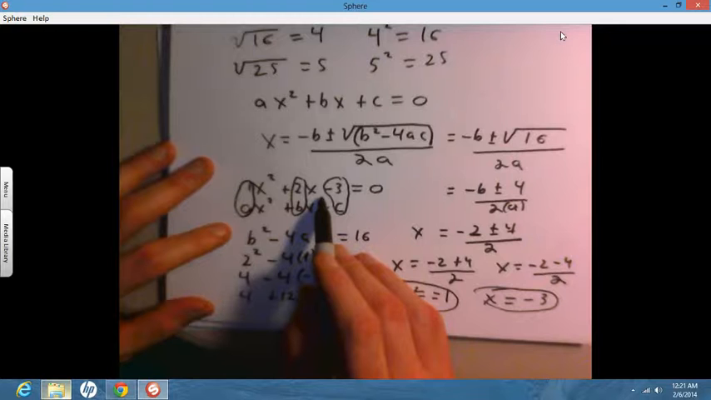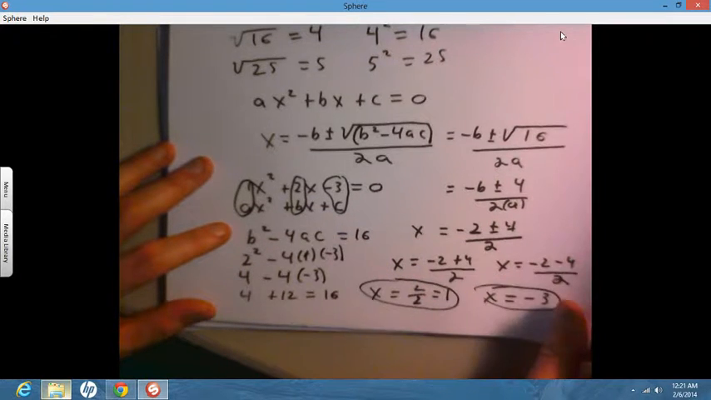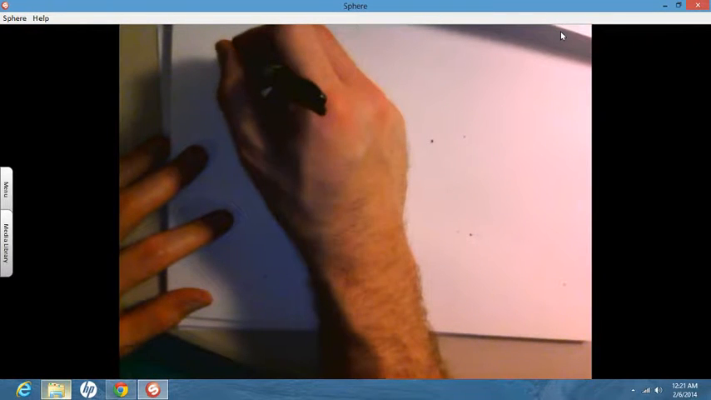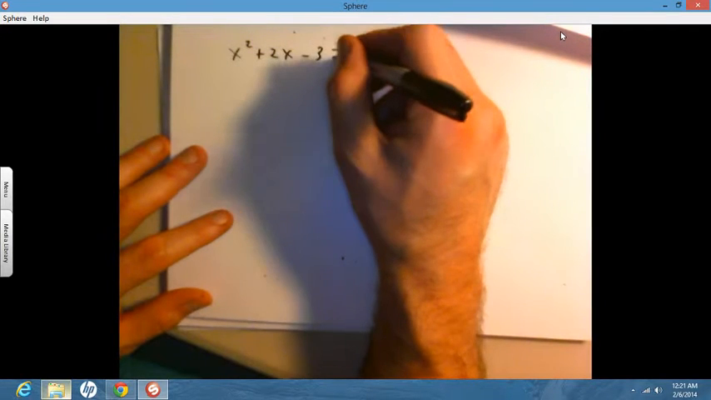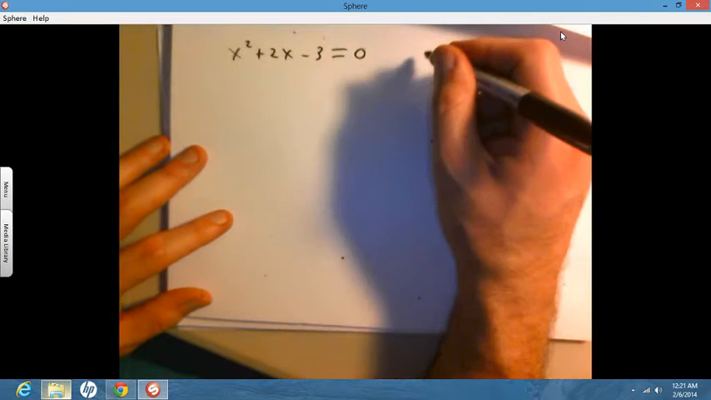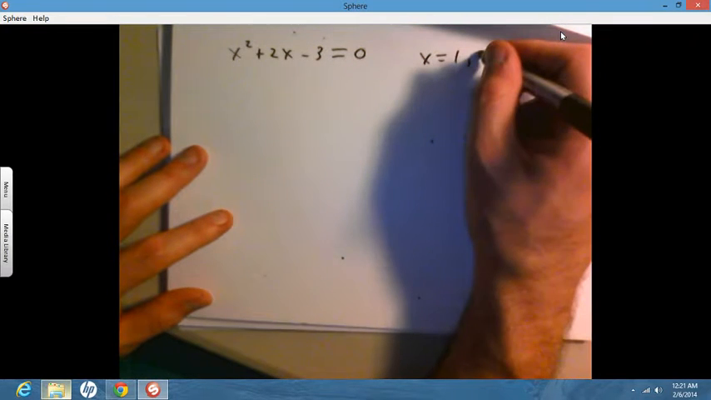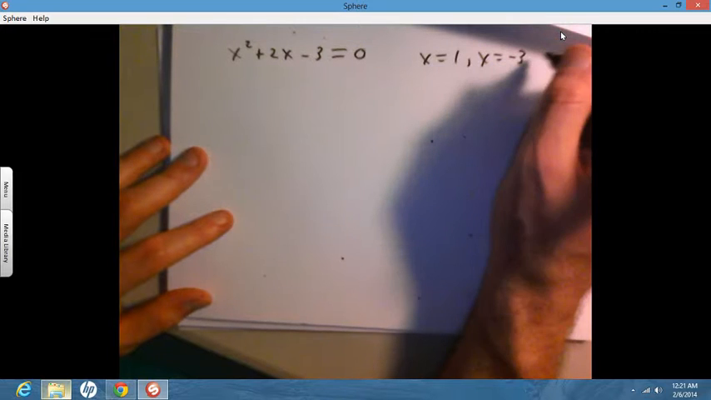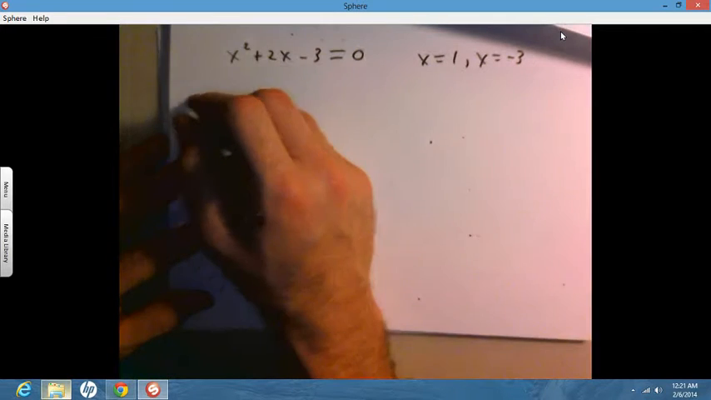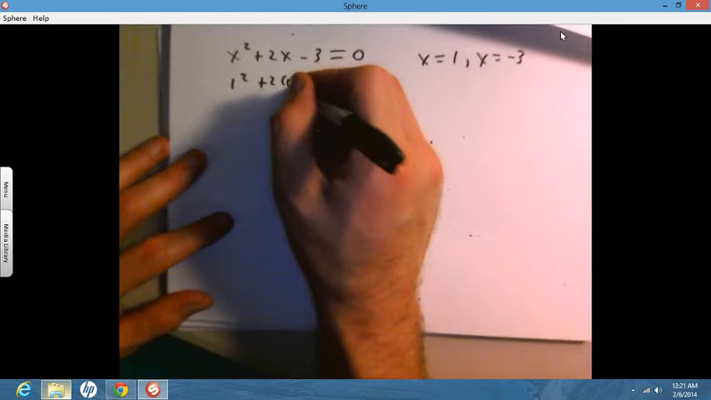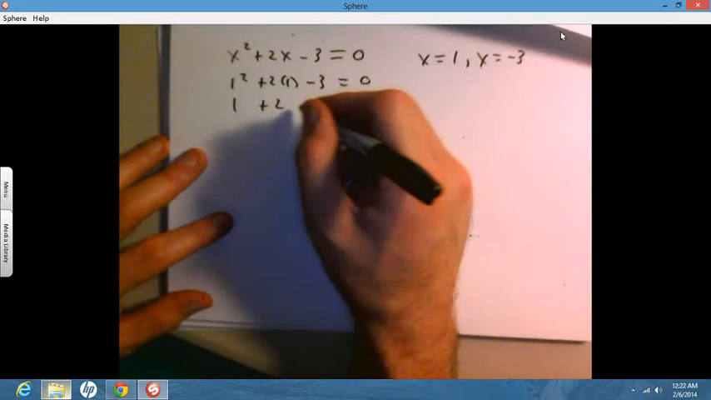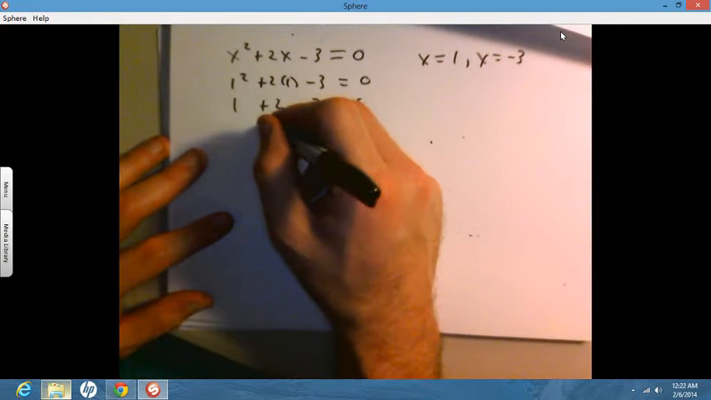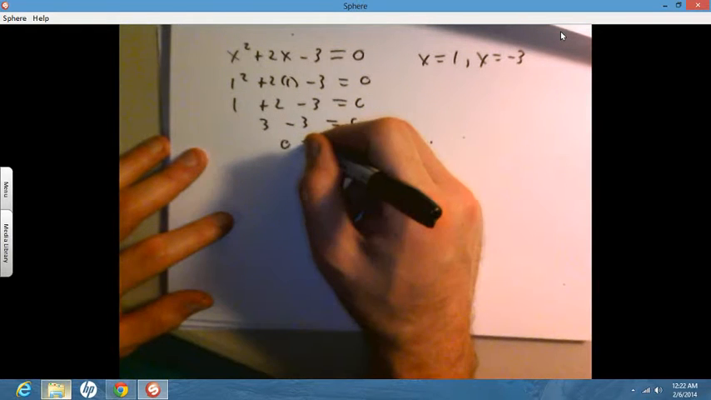If we want to check that they're solutions, again, we have the equation x squared plus 2x minus 3 is equal to 0. What I'm saying the solutions are is x equals 1 and x equals negative 3. So let's check that they're solutions. If x is equal to 1, I have 1 squared plus 2 times 1 minus 3 equals 0. Is that true? 1 plus 2 minus 3 equals 0. 1 plus 2 is 3. 3 minus 3 is equal to 0. 0 equals 0. Check. Good.